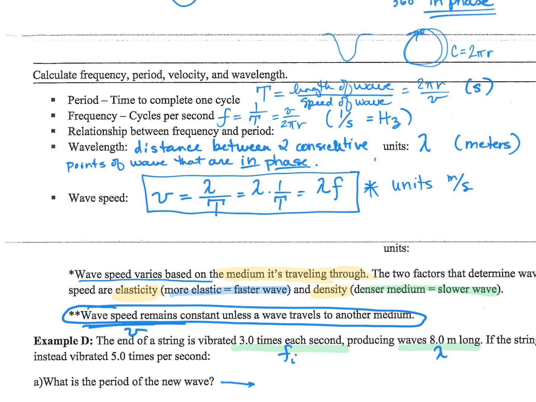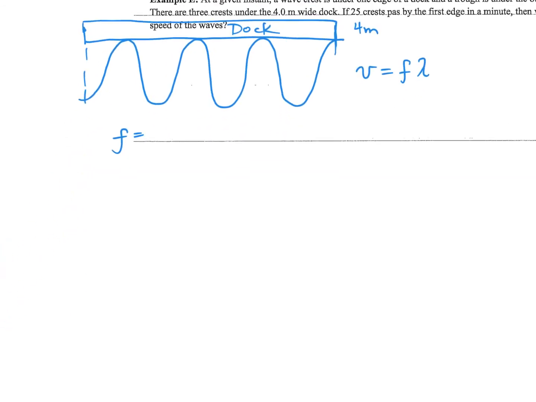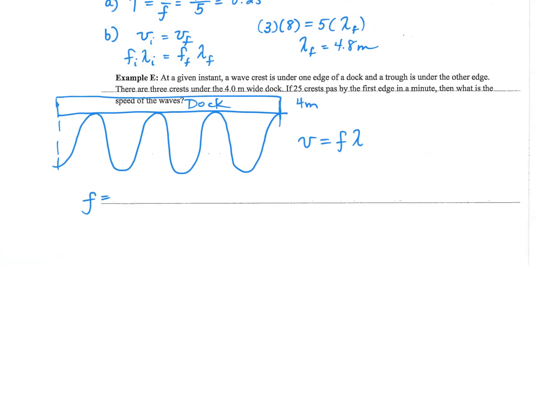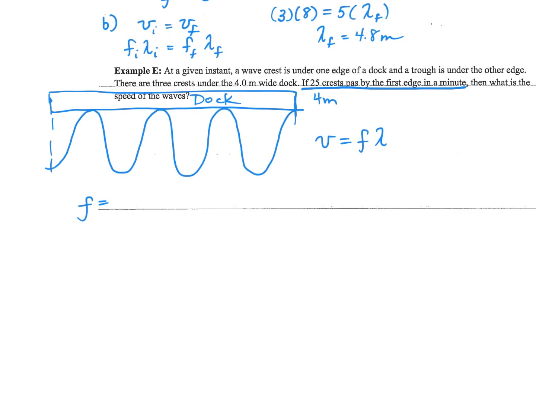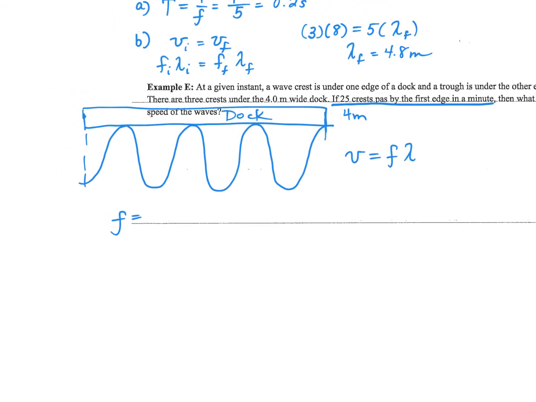But it's also how fast, cycles per second is frequency, okay? So cycles per second. So how many cycles did we undergo? What does this say? 25 crests pass by the first edge in a minute. Every time a crest passes through, isn't that a cycle? So we have 25 crests in how long? 60 seconds. Mm-hmm.